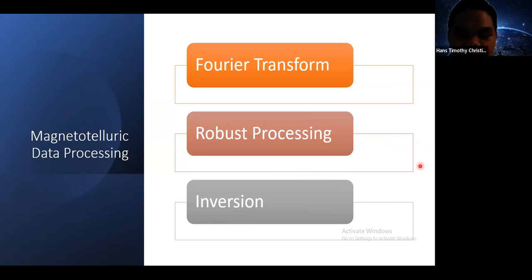After that, the data in the time domain will be converted into the frequency domain with Fourier transformation. After the Fourier transformation, the impedance value will be calculated, along with apparent resistivity and phase, using robust processing. Robust processing is used to reduce noise and make the data better. Then the data processing is followed by mapping and inversion of the measurement data.